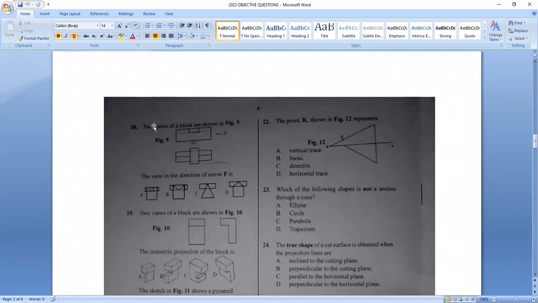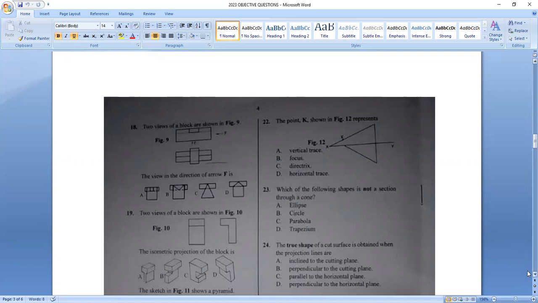So here we have that 2 views of a block are shown in figure 9. So these are the views. This is our front view and this is the top view. The view in direction of arrow F is, the answer to the question is option D.